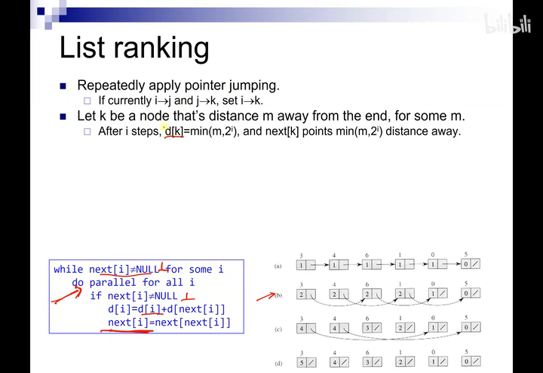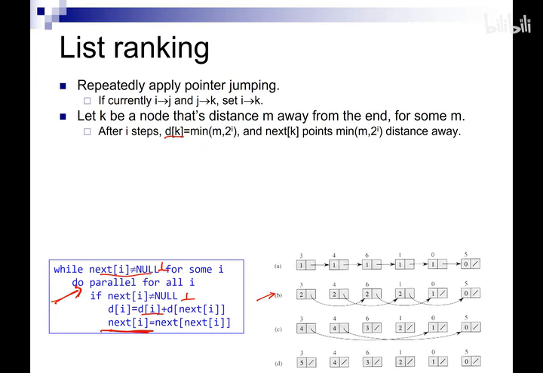So the distance is going to be the minimum of the correct distance and 2 to the i. Basically, when i is small, the minimum is just going to be this 2 to the i value here. But eventually, when i gets to be at least log of m, this m value here is going to be the smaller one, and that says that this node k is going to have the correct value after log m steps.